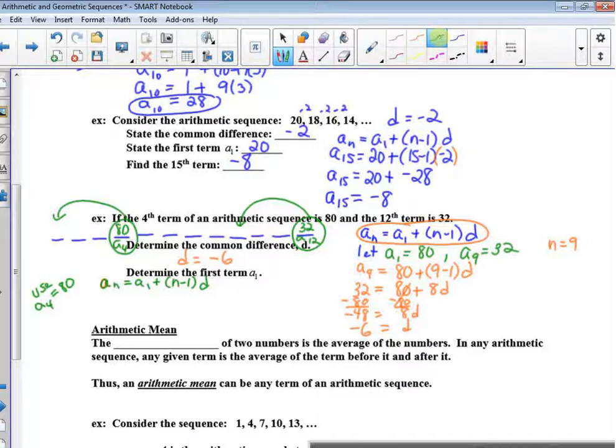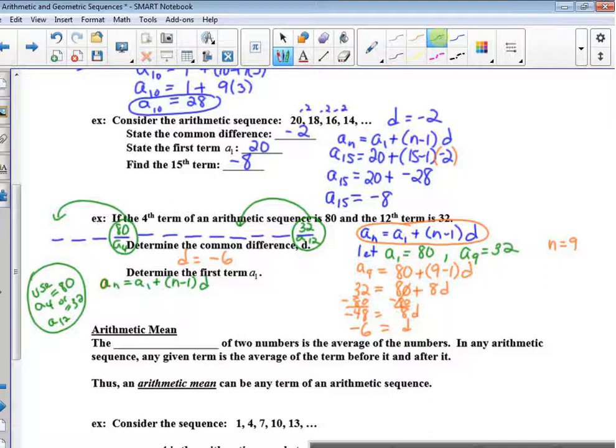Or you could use a sub 12 equals 32. It doesn't matter. But I need to go back to the original one because I'm looking for a sub 1. Or you could just take negative 6 and subtract it from 80 a couple of times to get to a sub 1. Depends on how long your sequence is. A bunch of different ways to do this.